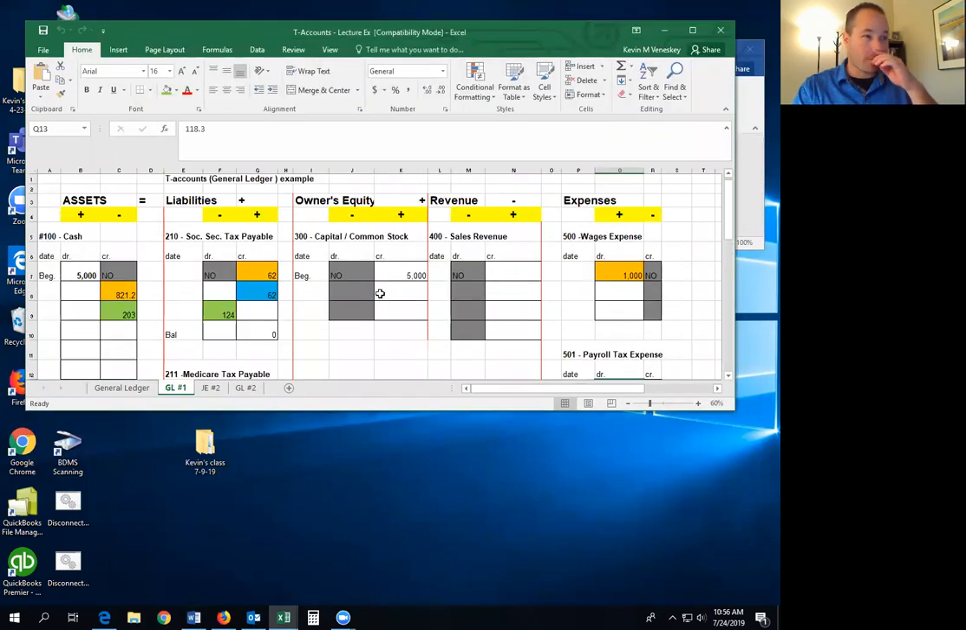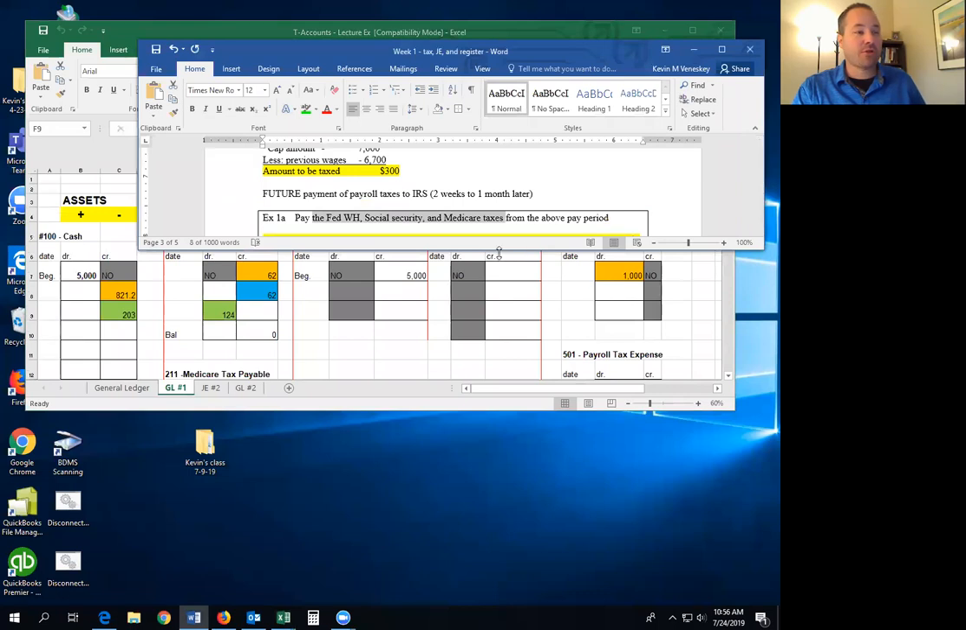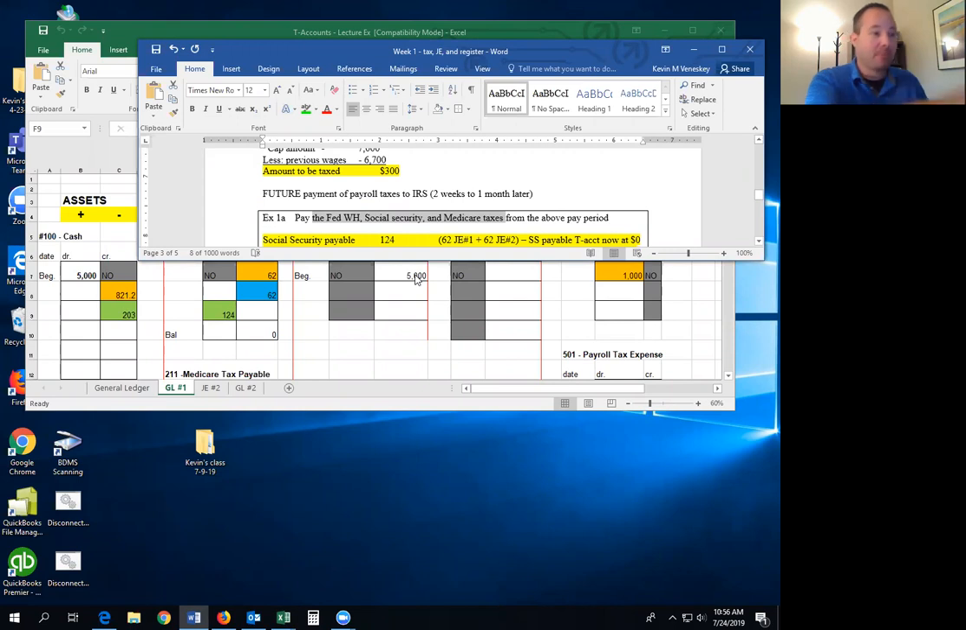Okay, so let's do them in order. Let's go back up to Social Security. If I add up the 62 and the 62, that's $124 that I owe. So when I'm ready to pay it, I'm going to come over here and debit $124. That leaves me a balance that I owe nothing. And then therefore, that's what I'm going to do in my first journal entry. I'm going to debit my Social Security payable account for the $124.